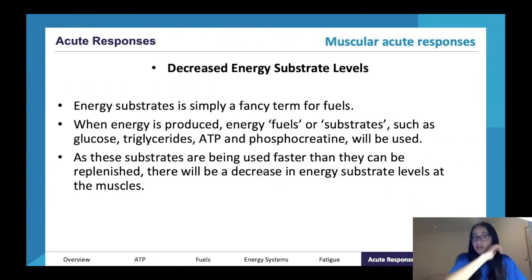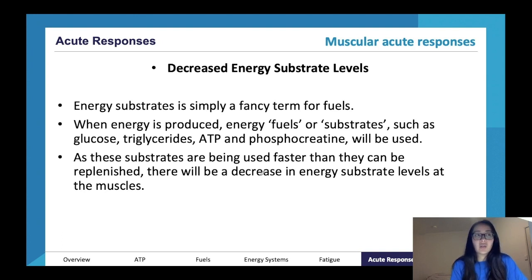So energy substrates is a fancy term for fuels. So when energy is produced, energy fuels or substrates such as glucose, triglycerides, ATP, and phosphocreatine will be used. So these substrates are going to be consumed faster than they can be replenished. And so as a result, there'll be a decrease in energy substrate levels at the muscles. So obviously, if you're going running, your body is using up those food fuels. It's using up that glucose. And so the amount of glycogen or glucose that was stored is going to decrease, okay?